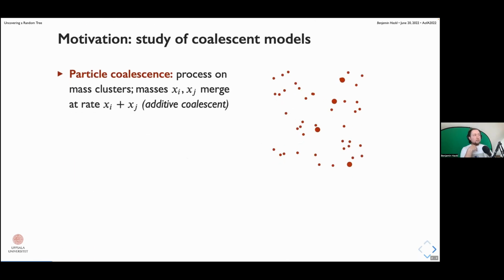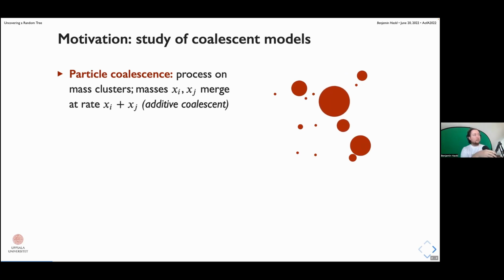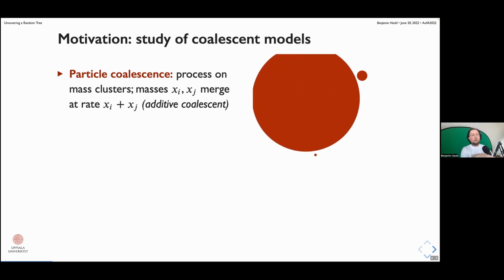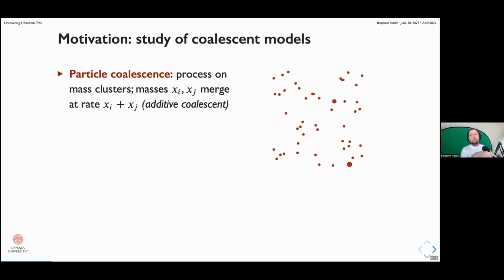Why is this sort of process interesting? Well, the motivation comes from, on the one hand, studying a process that is similar to the well-known and well-studied coalescence processes. One that I should definitely mention in this instance is the so-called additive coalescent, where you have mass clusters or points with a certain mass, x_i and x_j, and there's a process that merges these masses with a given rate that's proportional to the sum of their masses. And then this process is called the additive coalescent.